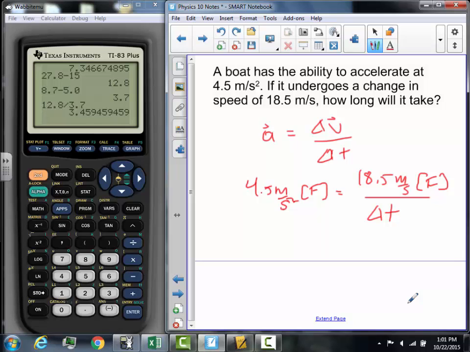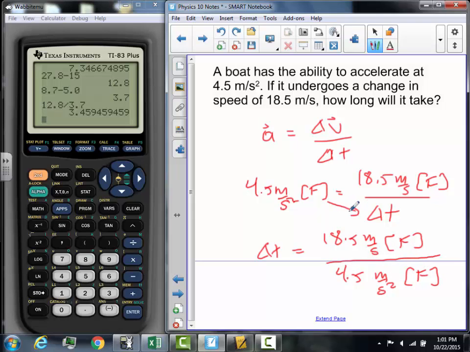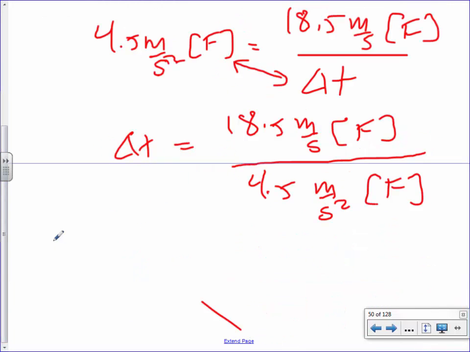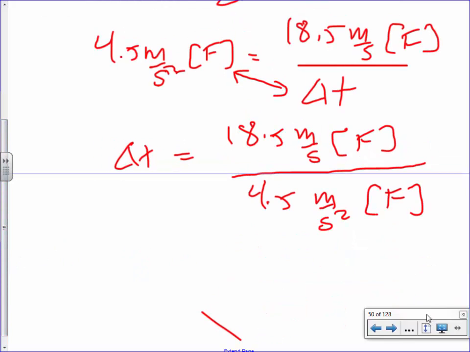If this starts to make sense to you, I'd be fine if you just went right to this. Your change in time then is going to be the 18.5 meters per second forward, and it's basically switching places with the 4.5 meters per second squared forward. I like to draw just a little arrow here, kind of implying those two things are switching places. I hope that makes sense to you from an algebra point of view, like how you use your math skills there. Let me just make this full screen so you guys can see better. Any questions on that part so far?